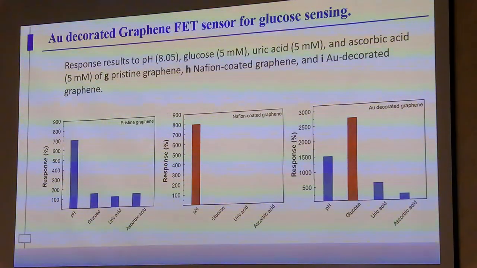And this is about selectivity, how selective it is for glucose sensing application. So this is your pristine graphene. Here it's sensitive to pH mostly. Naphthalene coated graphene, that's very sensitive and selective for the pH. It's not giving any response to the molecule. And this gold decorated graphene, though it's a very high signal for the glucose, it still is sensitive to pH too.